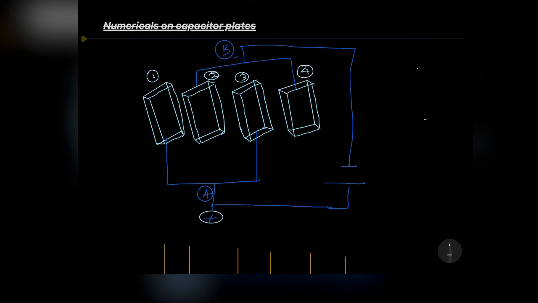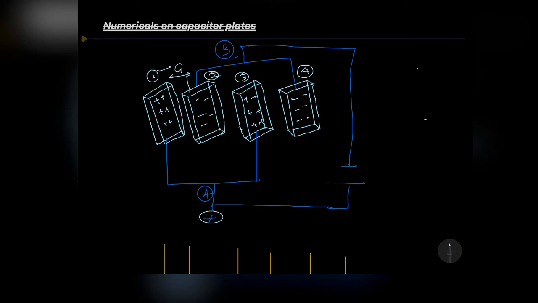So that means plates 1 and 3 will become positive, and plates 2 and 4 will become negatively charged. Now if we see the four plates 1, 2, 3, 4, plate 1 is a positive plate and both sides of plate 2 are negatively charged. So the lower side of plate 2 will combine with plate 1 and act like a capacitor.